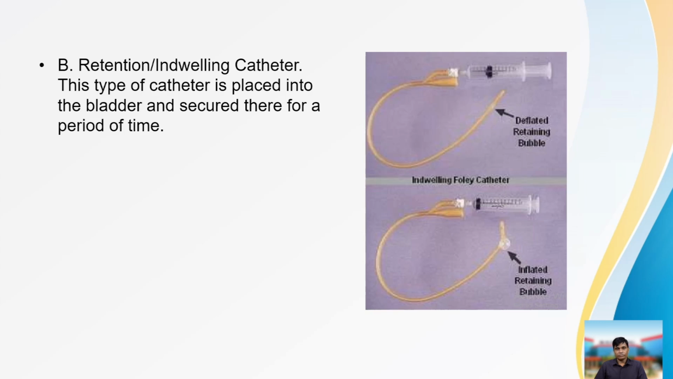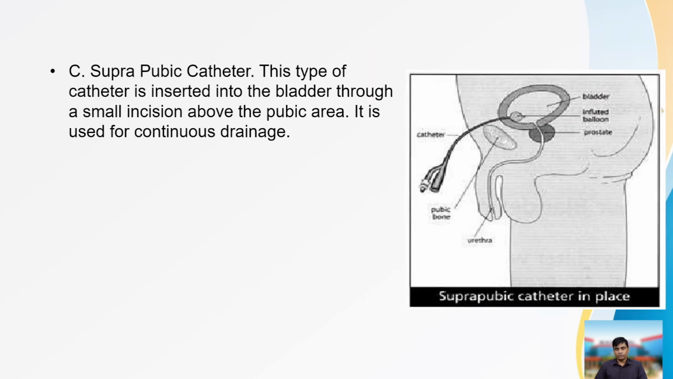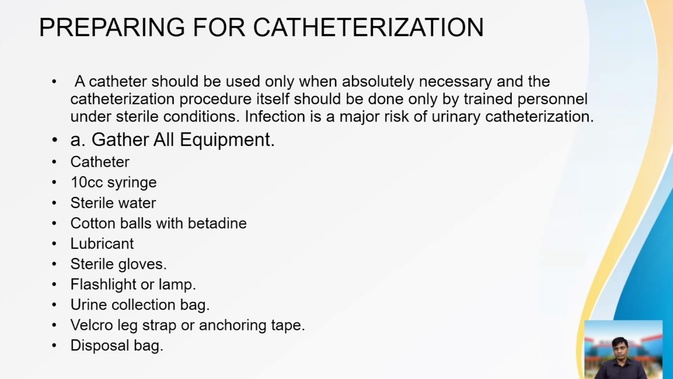You have to insert sterile water. Retention or indwelling catheter: this type of catheter is placed into the bladder and secured there for a period of time. Next, the third one, suprapubic catheter. This type of catheter is inserted into the bladder through a small incision above the pubic area. It is used for continuous drainage.